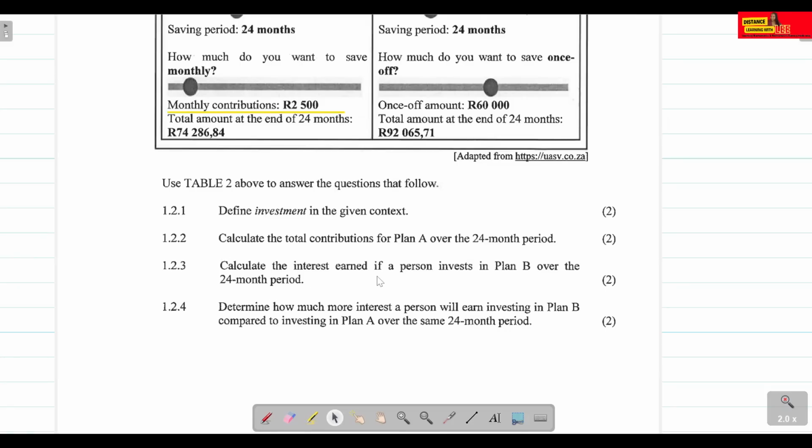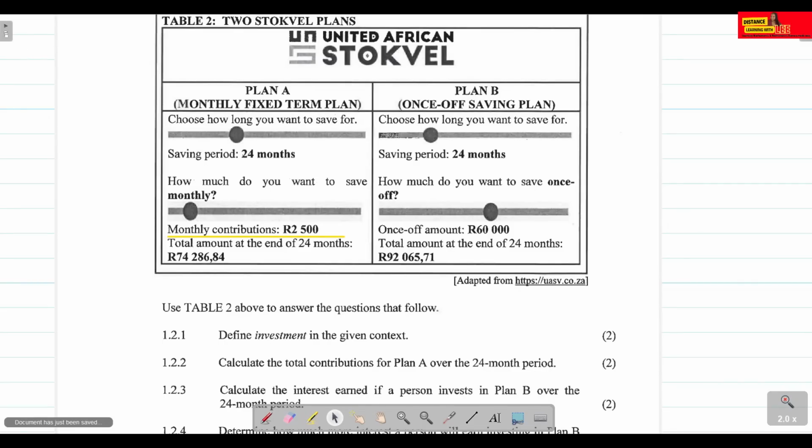Calculate the interest earned if a person invests in Plan B over the 24-month period. Okay, so if a person decides that they want to invest with Plan B, how much interest would they have earned over the 24-month period? We see that if you decide to invest with Plan B, you have to make a once-off payment of 60,000.